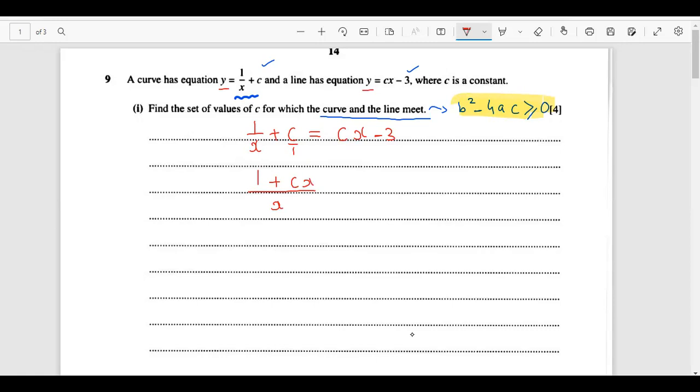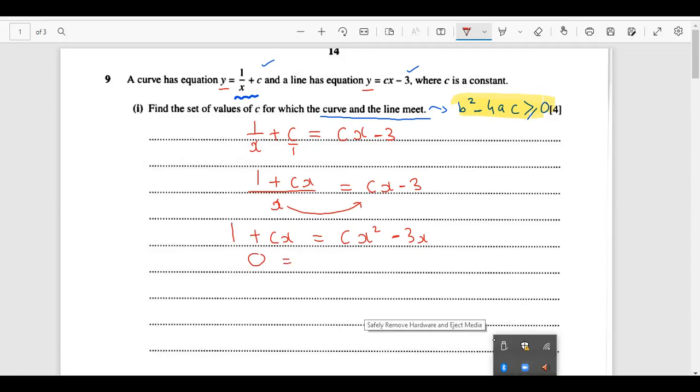I hope you guys are okay with this. If not, you need to tell me right now. Okay. And then this is equal to cx minus 3. Next, I will take this x to the right side and it would give me 1 plus cx equals x into cx would give me cx squared minus 3x. Okay. And now I'm going to simplify this. So I can take everything to the right side. So it would give me 0 equals cx squared minus 3x minus cx minus 1.